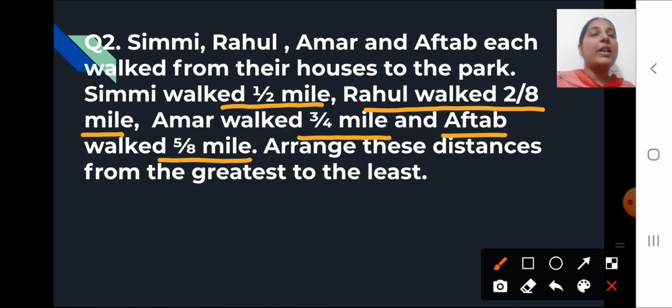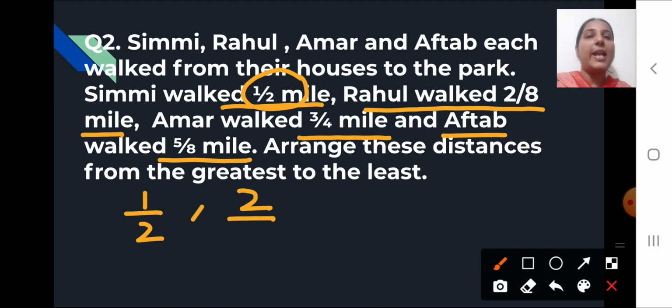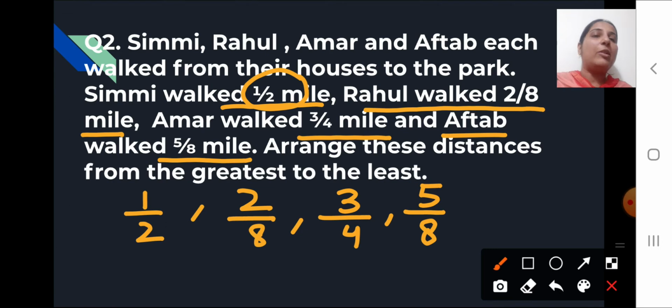So children, whenever we have to arrange from greatest to smallest, the fractions should be like. It means their denominators should be the same. But here in this question you can see they have different denominators. Here we have 1/2 mile, that is the distance walked by Simmi. Then Rahul walked 2/8 mile. Then Amar walked 3/4 mile and Aftab walked 5/8 miles. So how will we be able to compare them?